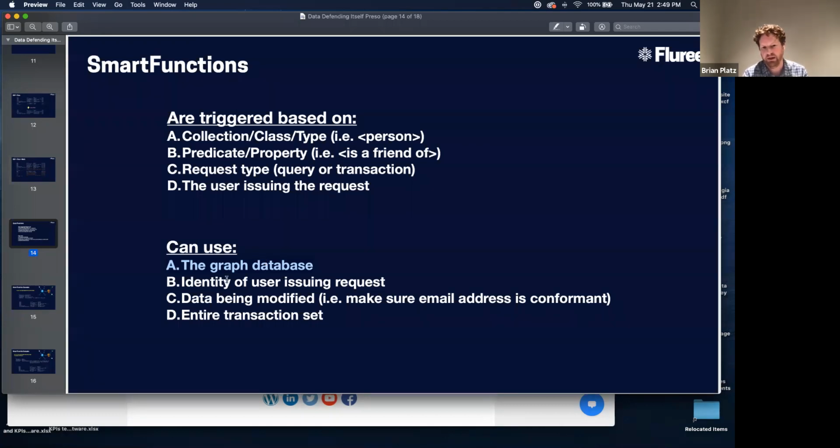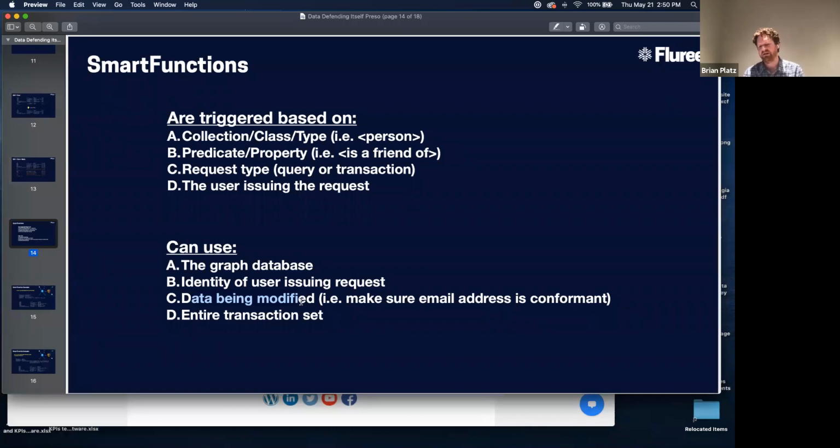It can also use the identity of the user issuing the request, and this is how we determine who's asking for what. It can look at the data that's attempting to be modified. So in the case of a transaction, we can hand the SmartFunction, here's the set of data that this person's trying to manipulate. And then comparisons can be done against that.